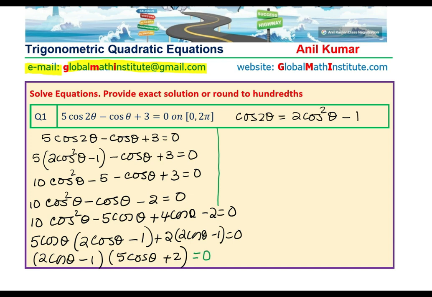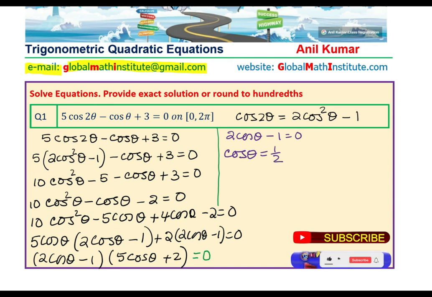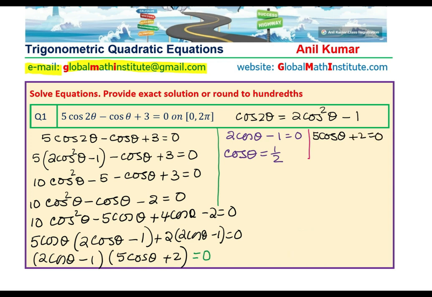So using the zero principle, we can say that 2 cos theta minus 1 equals to 0 means cos theta equals to half. And the other one is 5 cos theta plus 2 equals to 0 means cos theta is minus 2 by 5. Correct.